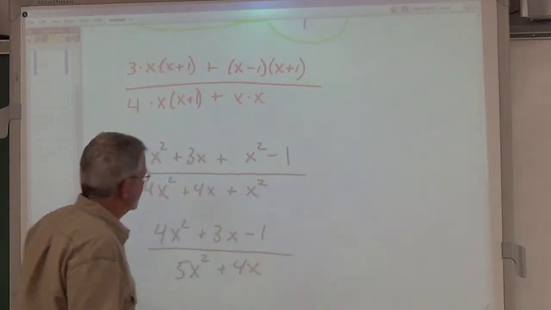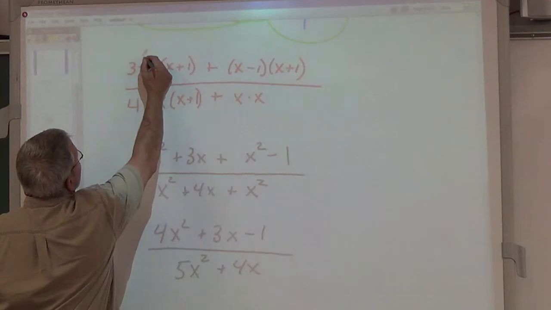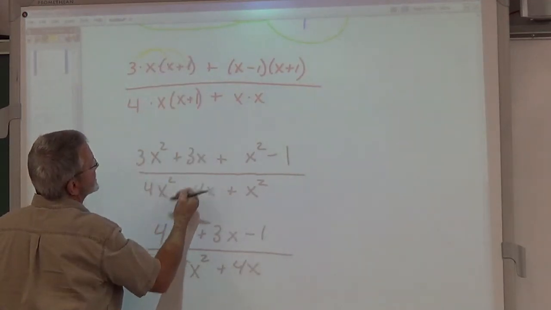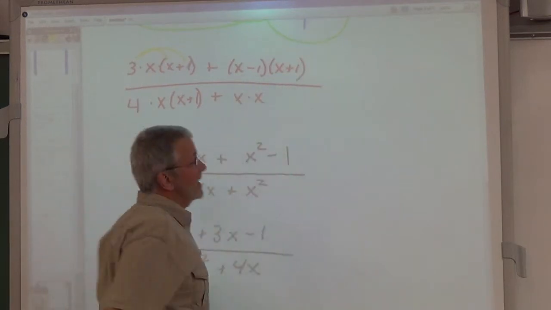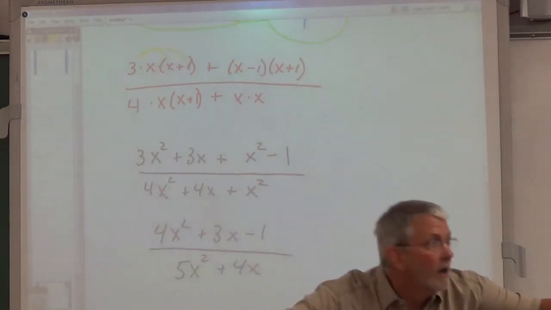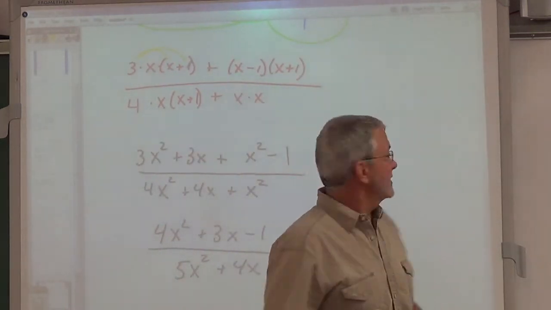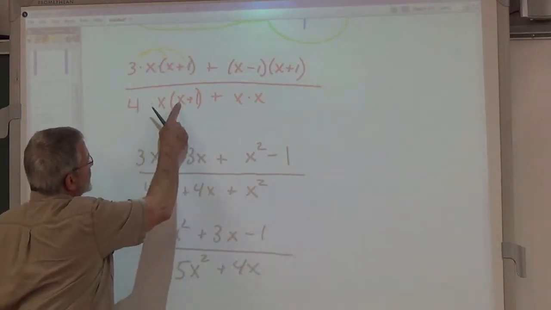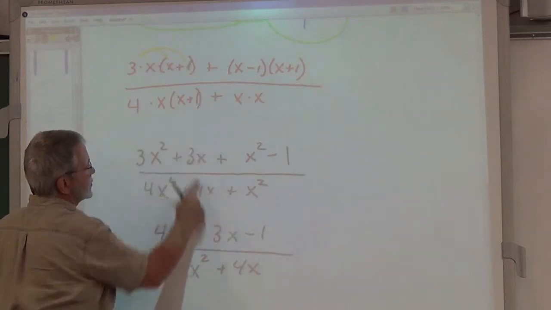Now I'll simplify this. I'm going to multiply through here. The 3x times x is 3x squared. 3x times 1 is 3x. This guy multiplied together, x minus 1 times x plus 1. Yes, x squared minus 1. Okay, difference of squares. 4x times x is 4x squared. 4x times 1, 4x.